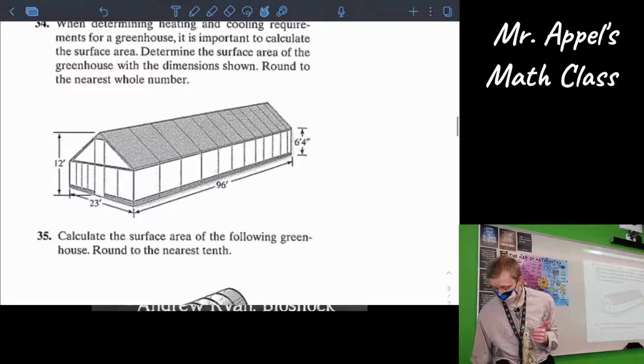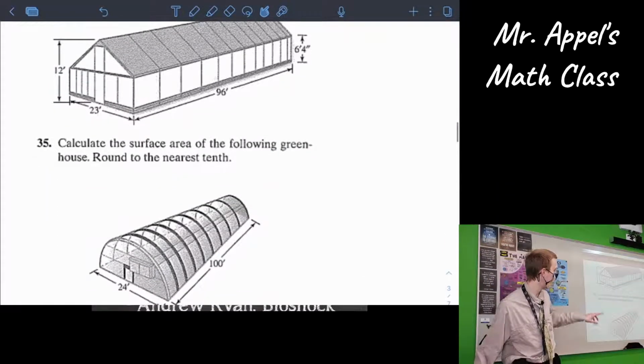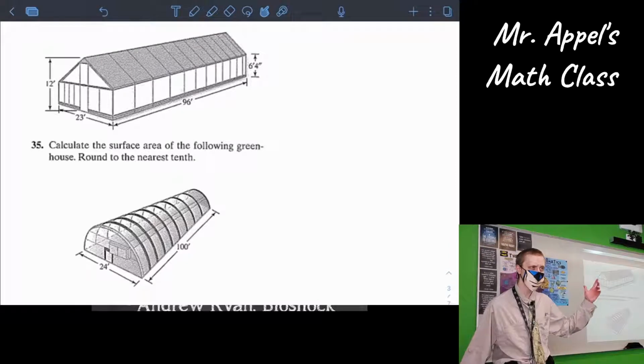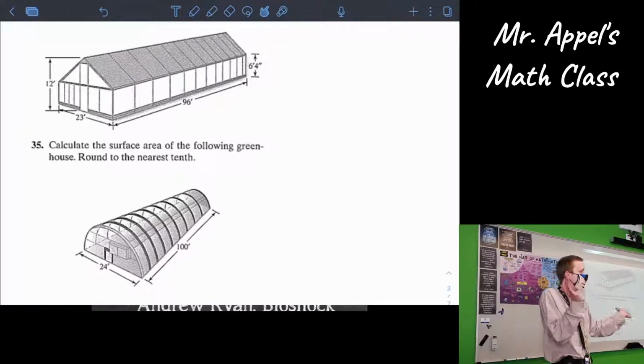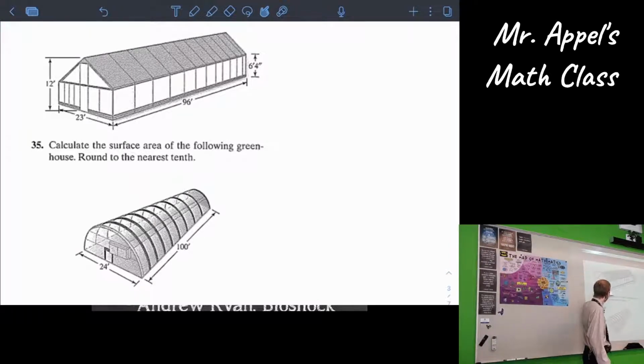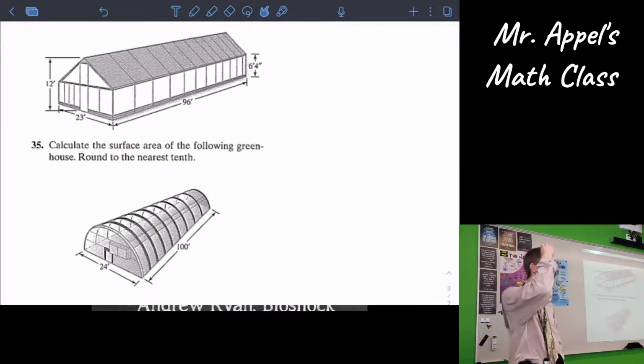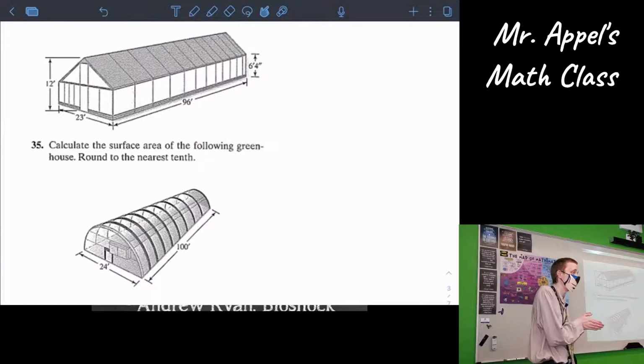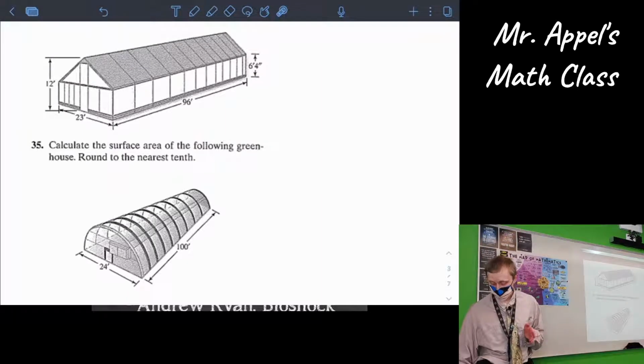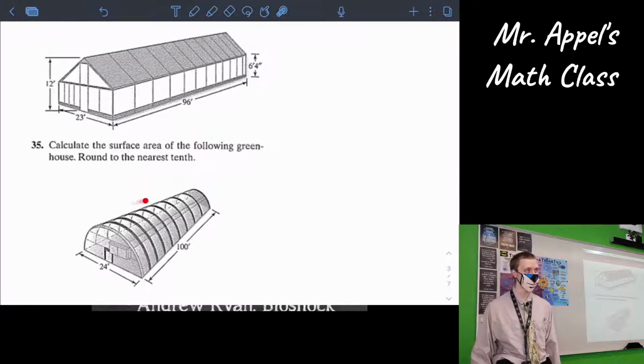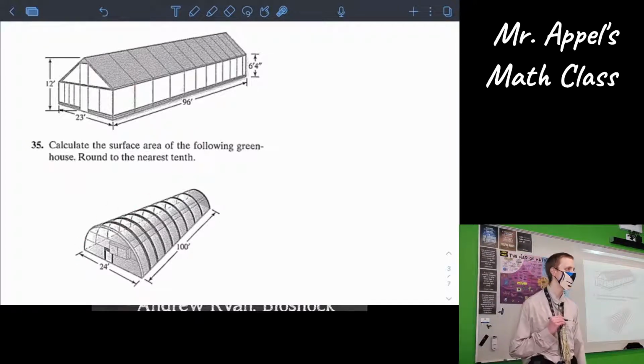I really like these two problems in conjunction here, because they give you two different designs of greenhouses, and they're about the same size. They're pretty close. 96 and 100, or 23 and 24. So this one's just a little bit bigger. Okay. But what does that mean about the surface area? How much more surface area is it going to have? Or does it have less surface area compared to the rectangular squares and triangles construction versus this dome cylindrical construction?